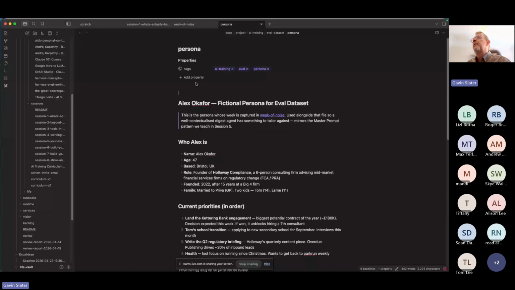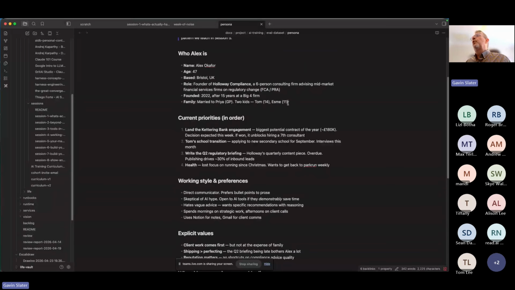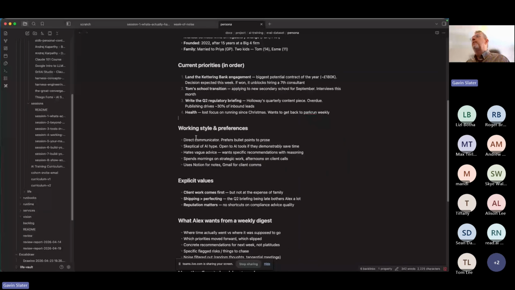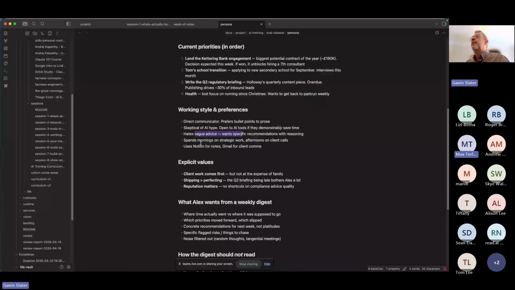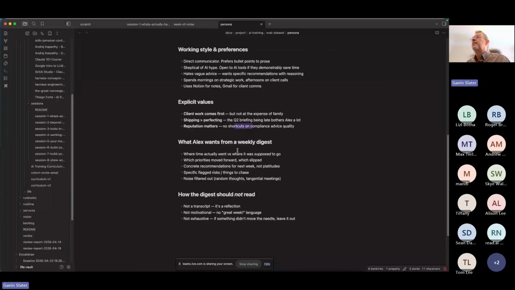What I've got here is a persona page. Again, this is a fictional person, Alex Okafor. In this particular case, I've put in some specific information: who Alex is, his current priorities, what's important to him at this particular moment. I also put in his working style and preferences: direct communicator, bullet points over prose, skeptical of AI hype, hates vague advice. Explicit values: client work comes first, shipping greater than perfecting, reputation matters. And what he wants from a weekly digest: where time actually went versus where it's supposed to go, which priorities moved forward, concrete recommendations, specific flagged risks, and noise filtered out.